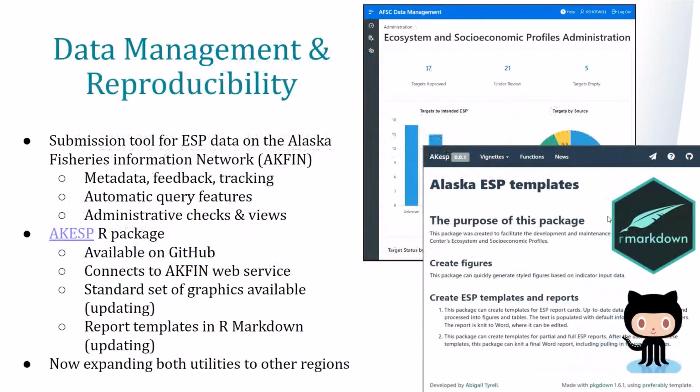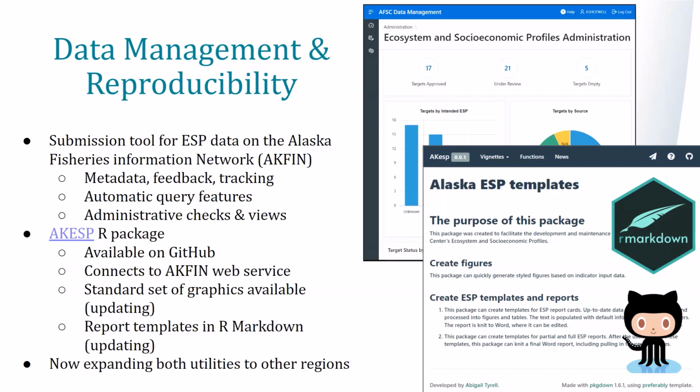So finally, second to last slide, I just want to cover quickly some of the technical details where the national ESP collaboration has a lot of potential to help streamline and improve our process in the different regions. So the first is a data management application created in conjunction with the Alaska Science Center and the Alaska Fisheries Information Network, AKFIN, which I mentioned briefly earlier.